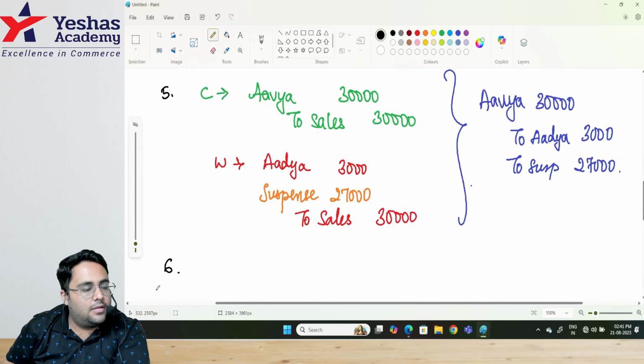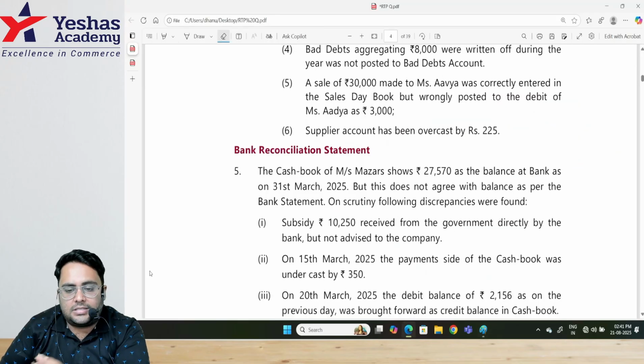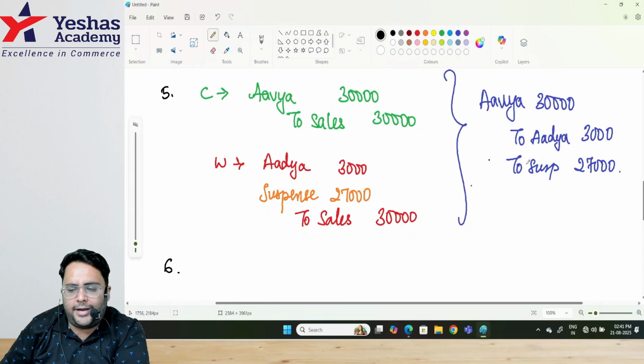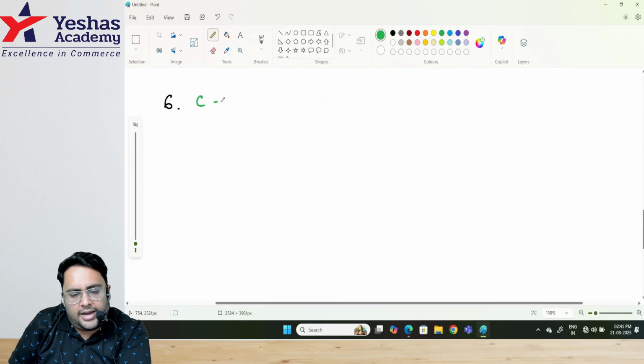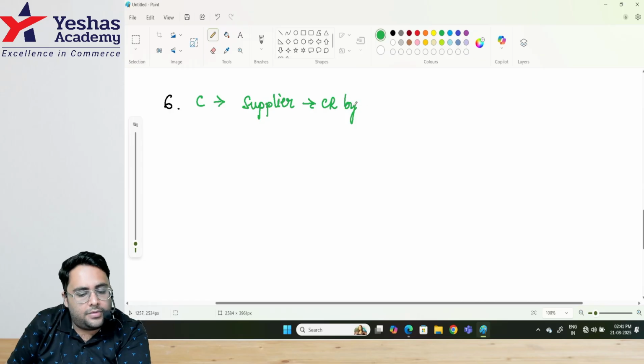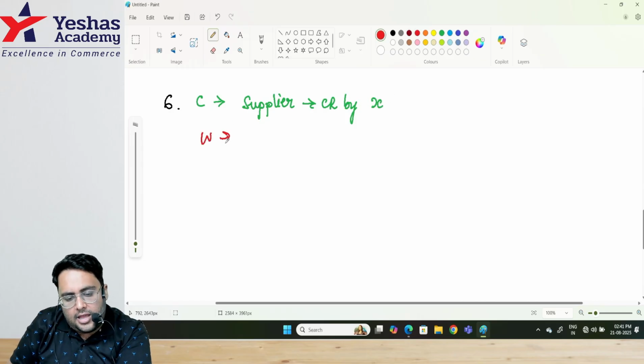Come down to point number 6. The supplier account has been overcast by 225. Very simple. Supplier account, what is the correct entry? Supplier is a creditor. Creditor is a liability. It should be credited. Credited by how much? Credited by rupees X.